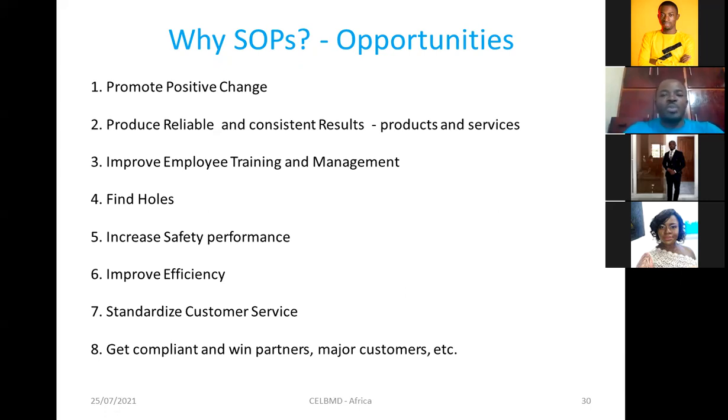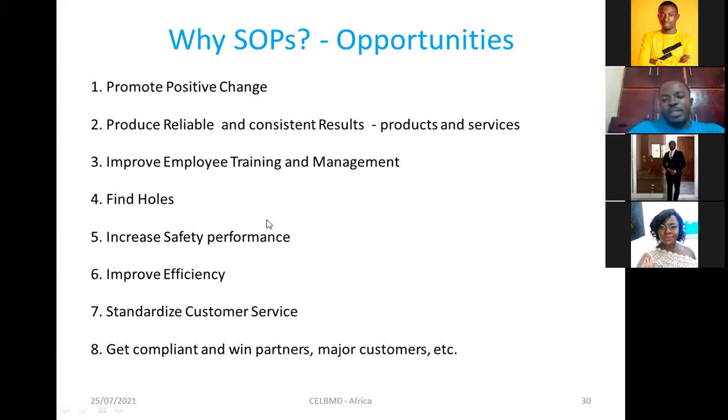This is what you do when you are handling this task. There is no explanation why you didn't handle it that way if you fail at it. So everybody changes towards responsibility, proactiveness. The SOPs, secondly, will help to produce reliable and consistent results, services, and products. We have already justified that. Employee training and management is enhanced through SOPs.